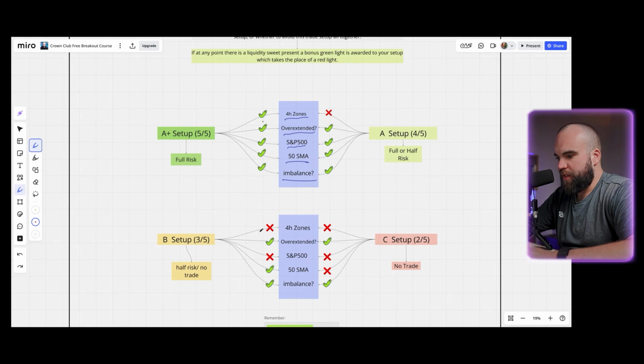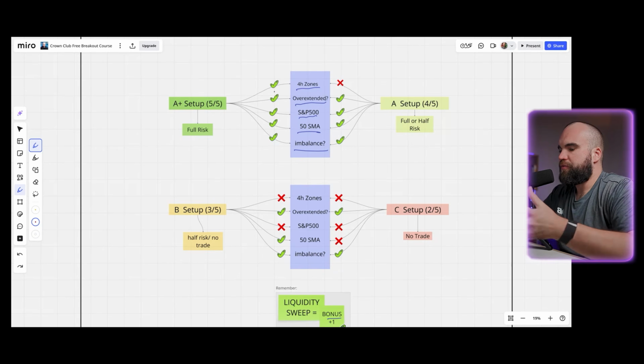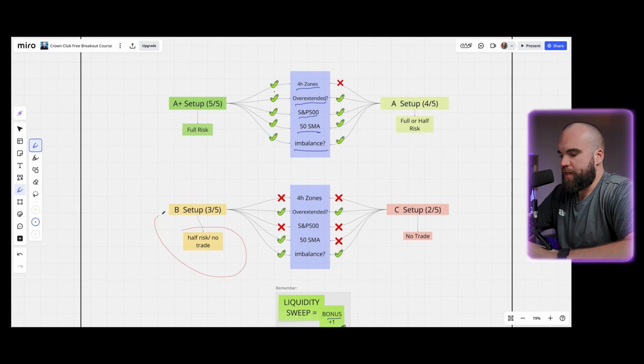In this example here, the 4 hours are against us, right? We are not overextended. The S&P 500 isn't in our favor, okay? But the 50 SMA is, and there are no imbalances. So we've actually got a 3 out of 5. So we can take that setup if we've had some good trades up till now. But if we're in a bit of a losing streak and we don't have a lot of extra buffer in our account to risk, we're not going to take the trade.